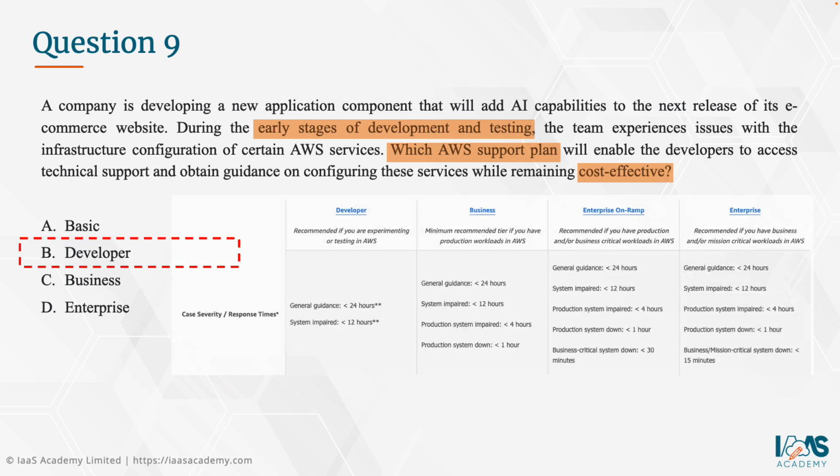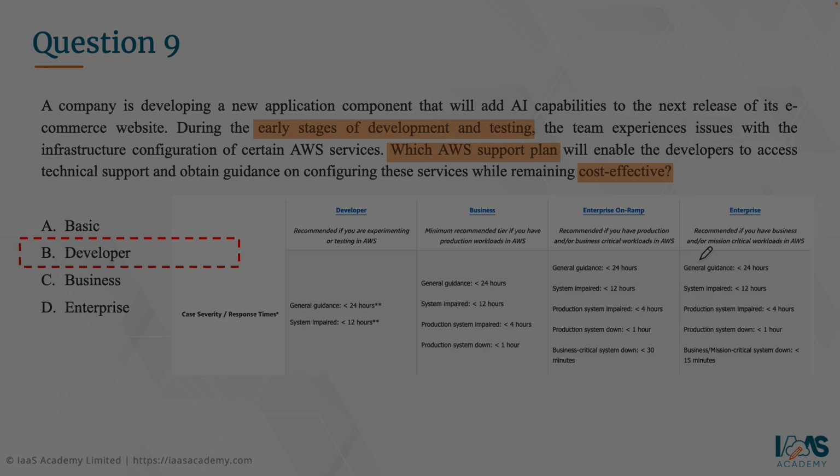In fact, if you take a look at the core plans, and this is one I highly recommend that you study and commit to memory, you're likely to see 3 or 4 questions alone on the support plans. Under the developer plan, you will see that it's recommended if you're experimenting or testing in AWS, whereas the other plans are more for production and business critical workloads. So developer is the correct answer. Let's move on to question number 10.